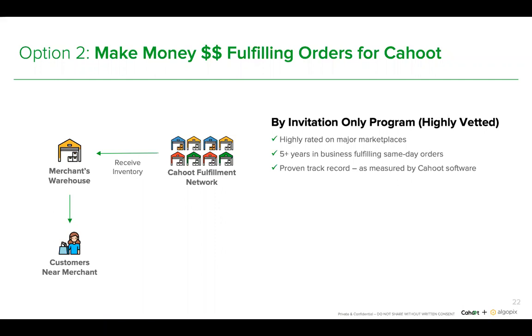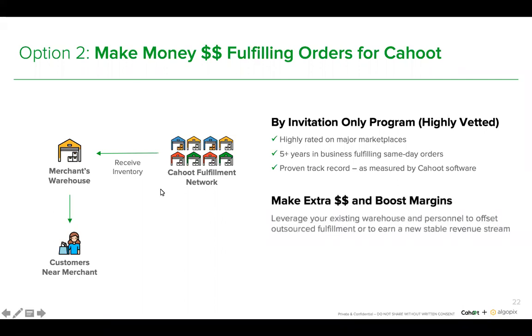Of course, it's a by invitation only program, and it requires some vetting and due diligence, like you need to be in business for at least 5 years. You should have good ratings. And this becomes a great way to make money fulfilling orders for Kahoot, not just outsourcing to Kahoot. And if you were outsourcing, this is a way to boost your margin. You can offset a lot of your fees by making money on the Kahoot network.